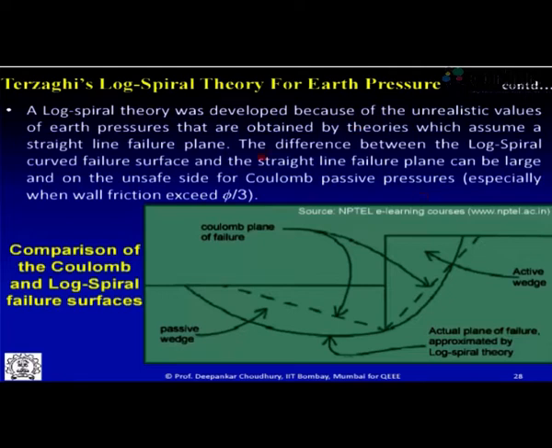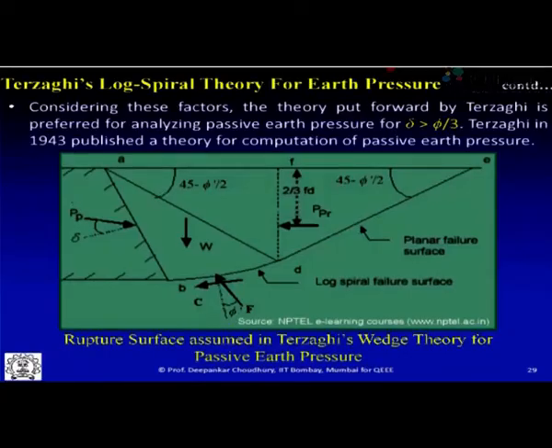So that's why mostly for the passive earth pressure condition, Terzaghi has proposed that instead of considering the linear failure plane or planar failure surface like this as done in Coulomb's analysis, let us consider a curvilinear or log spiral failure surface. And that's how Terzaghi's log spiral theory came into picture. As I already mentioned, this is more applicable or more correct for the passive case, because in that case planar rupture surface does not occur for higher friction angle.